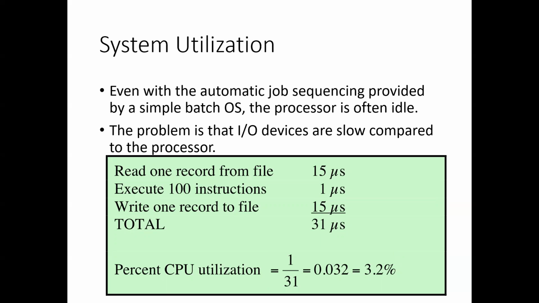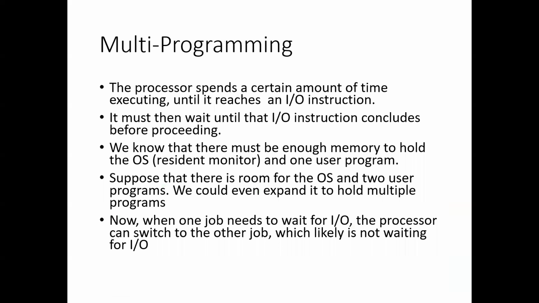So it takes a total of 31. But the CPU was only busy for 1 out of 31, or generously, if we want to say the read and write were one instruction, that'd be 3 out of 31. It's still only 10% of the time. So we're not making good use of the CPU there.